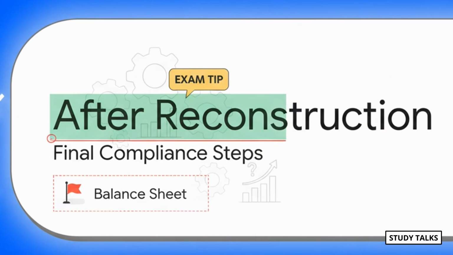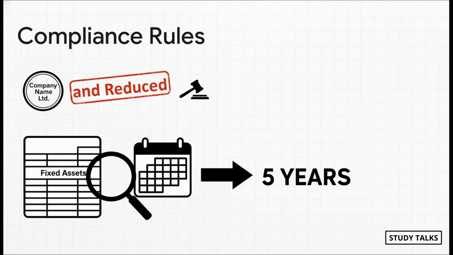There are a couple of super important compliance steps that can cost you some very easy marks if you forget them. First, if the court says so, the company must add the words "and reduced" to its name. It's like a public notice that a capital reduction has happened. Second, and this is a key point for presentation marks, the amount that the fixed assets were reduced by has to be disclosed in the notes to the balance sheet for the next 5 years. Please do not forget this in your exam.